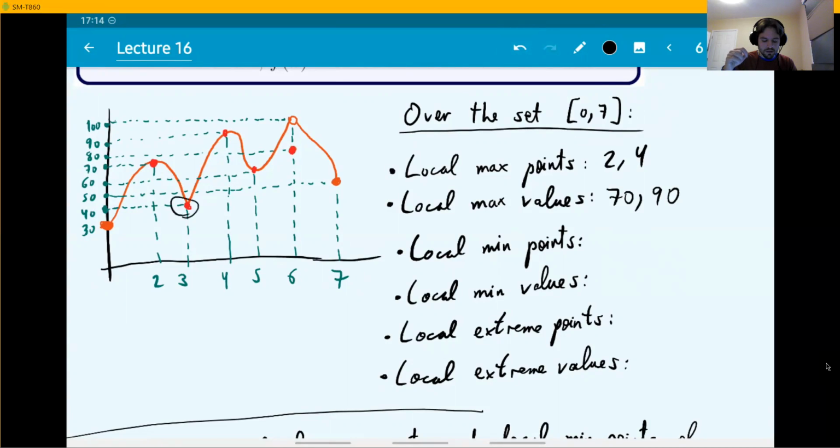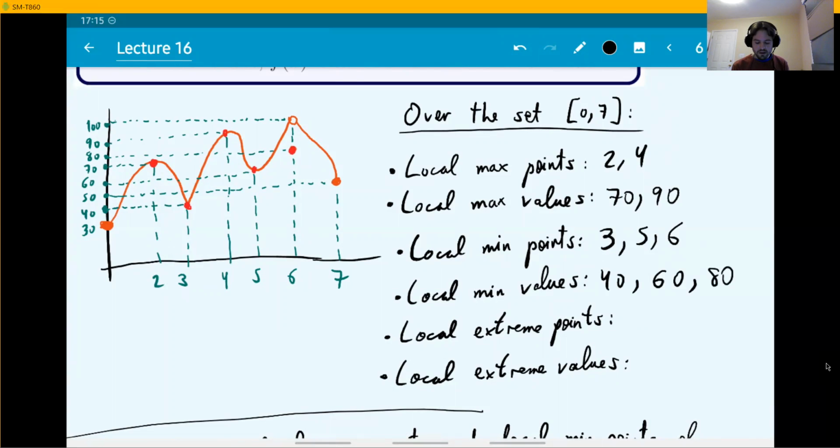So like this one, and also this one right here. The value of f of 6 is smaller than or equal to any other values around it. That is definitely true in this graph, so it counts. Anyway, so the minimum points locally would be 3, 5, and 6 with the corresponding values: f of 3 is 40, f of 5 is 60, f of 6 is 80.